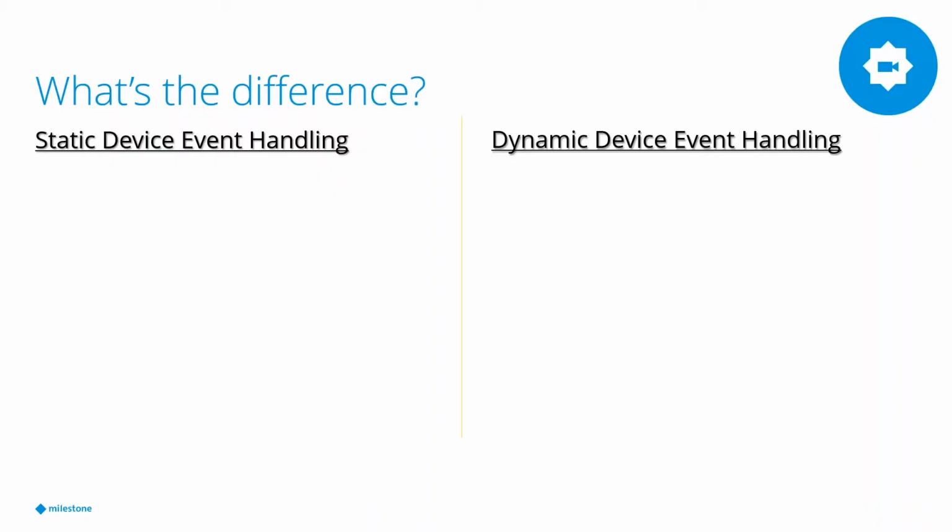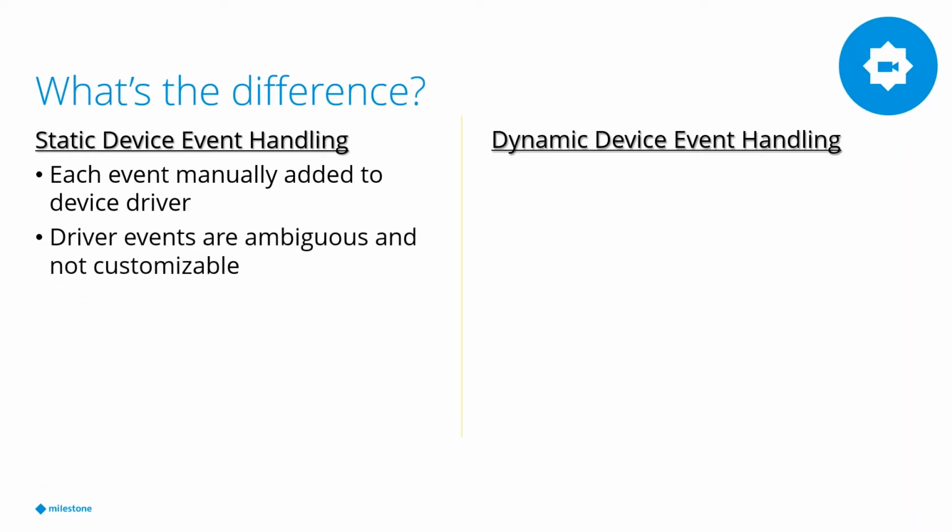So what's the difference between the way we would do this before and the way we would do it now? Well, with a static device driver, basically all events are going to be manually added to the driver by our driver team. So it basically gives us a static list of device events that we can use. Those events end up being somewhat ambiguous sometimes, and they're definitely not customizable. So basically, changes you make on the camera aren't necessarily reflected in the device driver event field. And there's very limited support for any kind of add-on edge applications that can be added after the initial installation.